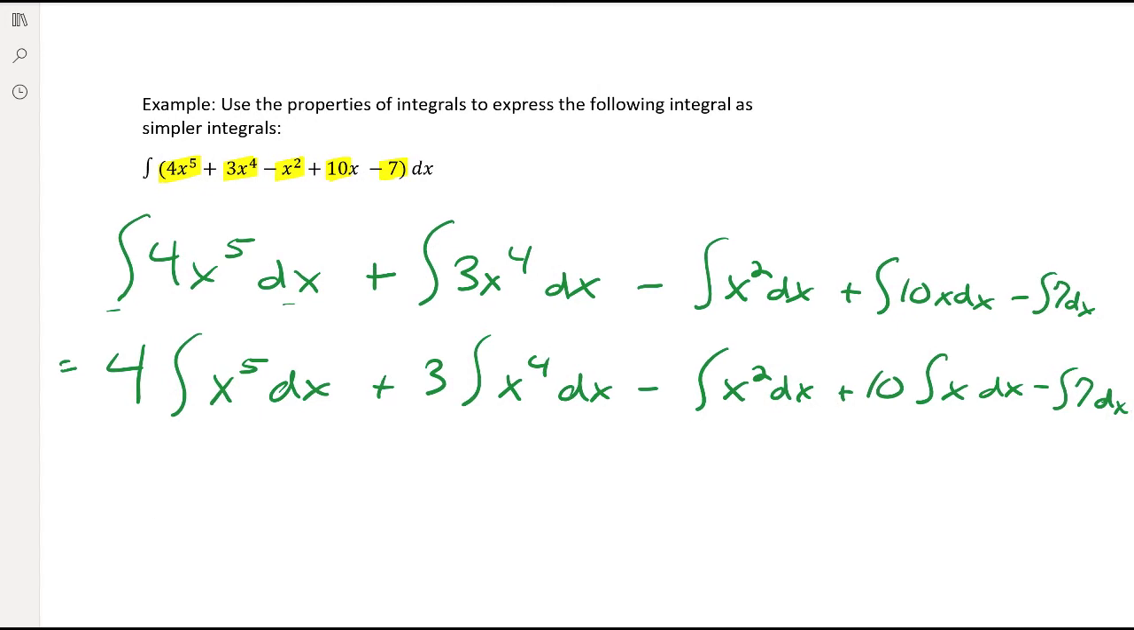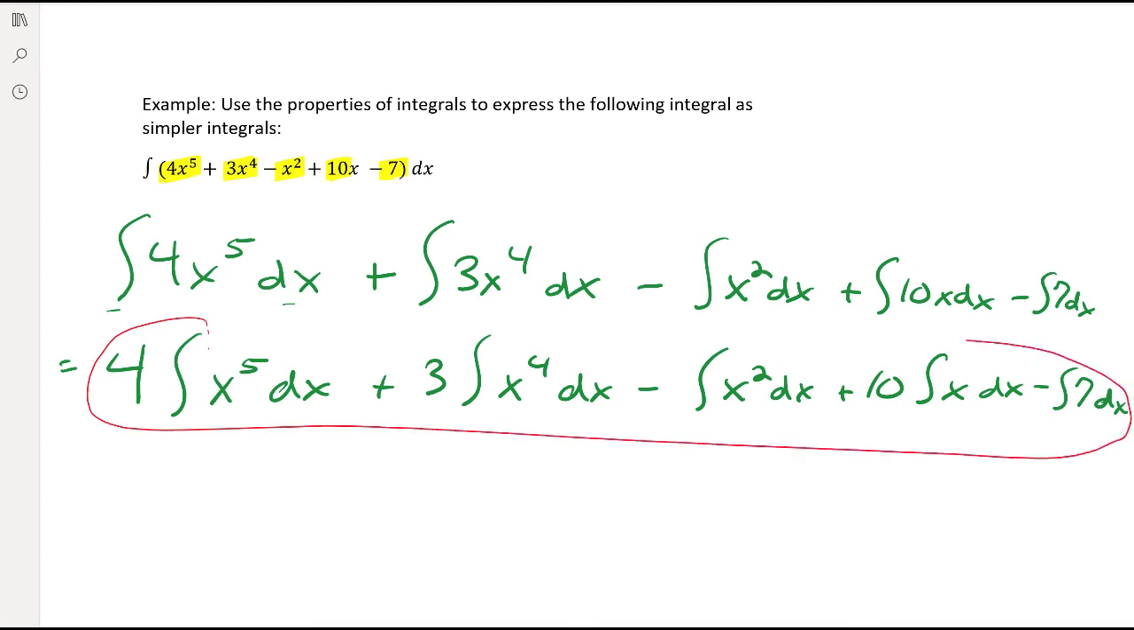Okay, so in your homework, if they ask you to calculate simpler integrals, this is what they're talking about. So this will be the correct answer choice if it's a multiple choice question. But I tell you what, let's actually go ahead and take this a step further. Let's find out what this integral equals.